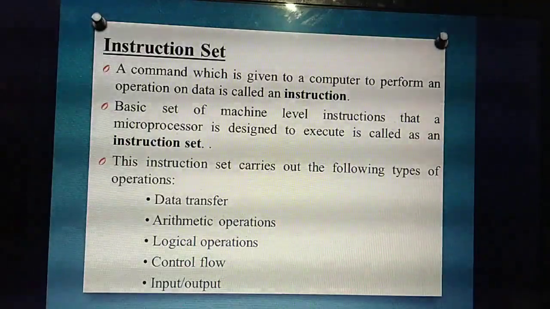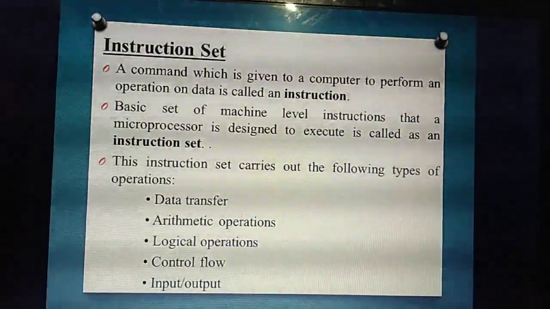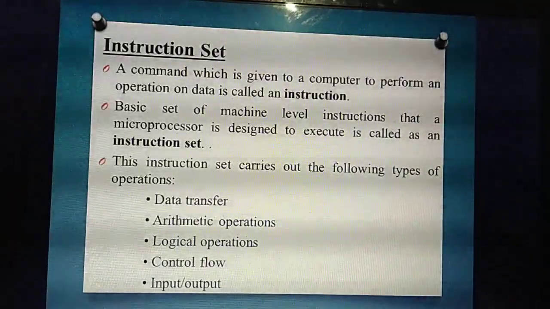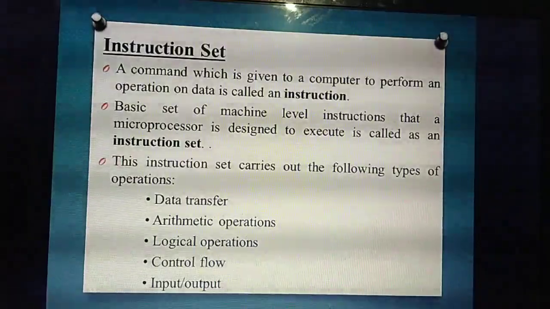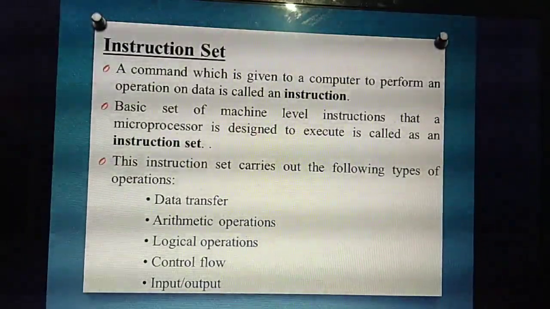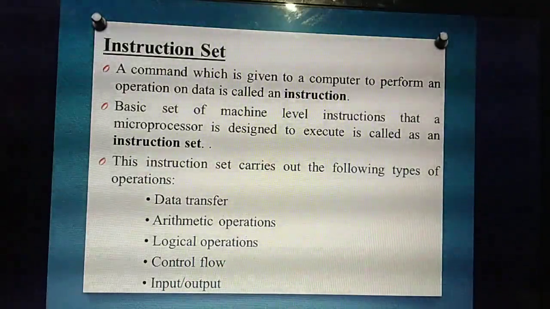Otherwise we need to call them rules. So these are the rules you need to follow. That only we are calling as an instruction. So, instruction set. By the name itself we can identify: a set of instructions we are giving to whom? To the computer to perform the task.